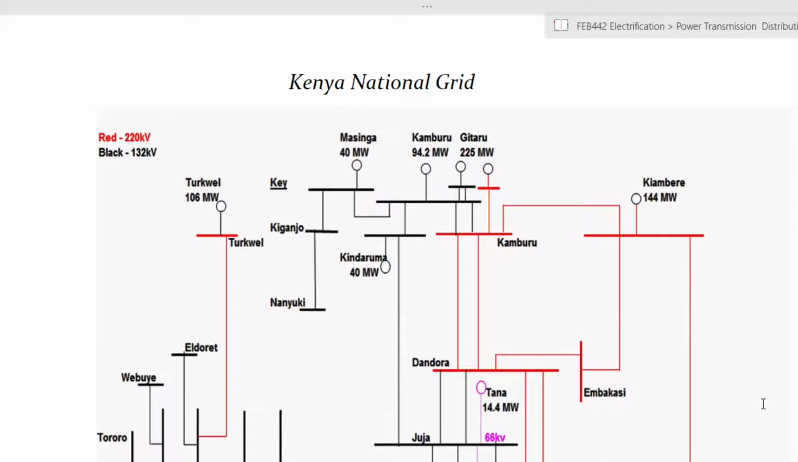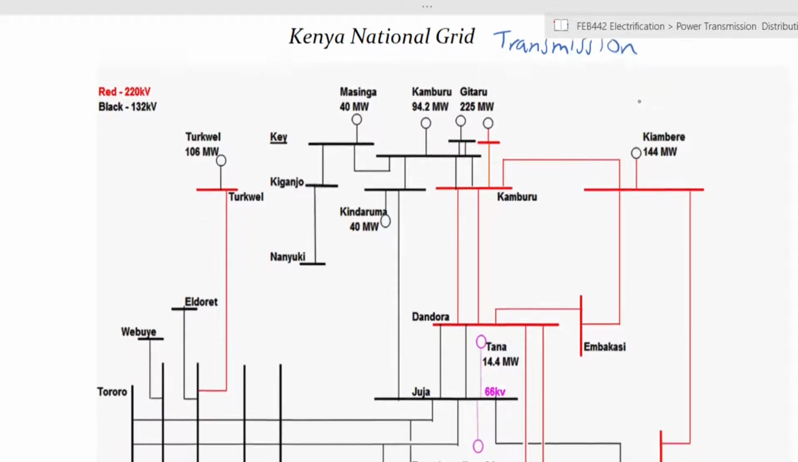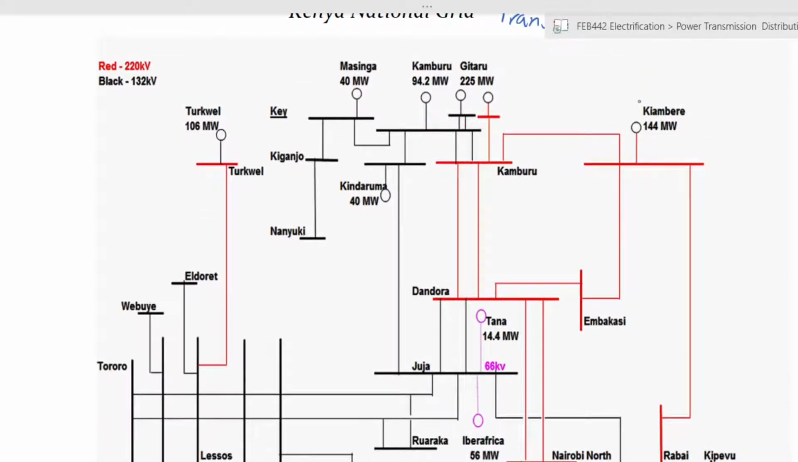Now, this, of course, is not geographically accurate. The distances are not accurate, but it gives us a sense of the national grid at a transmission level, okay? So it shows you the major power generation areas and the major power consumption areas. The red lines are lines of transmission that transmit at 220 kV. These would be among the largest structures that you would see, the huge pylons that you would see around the country.